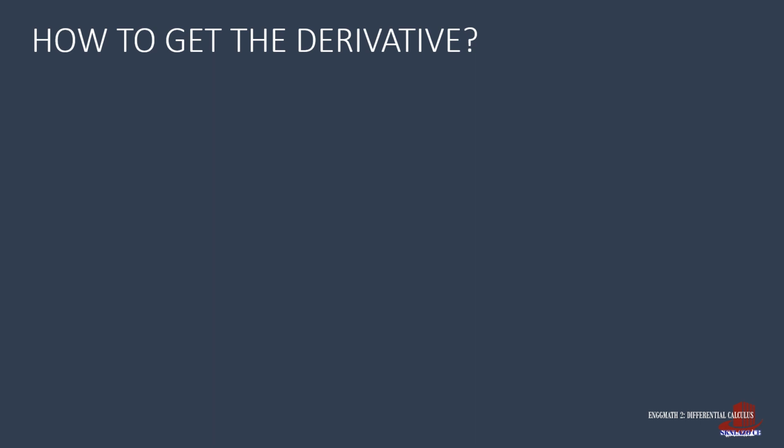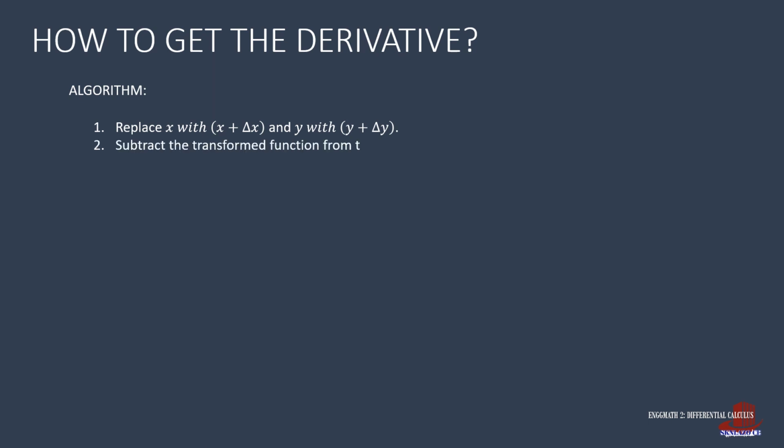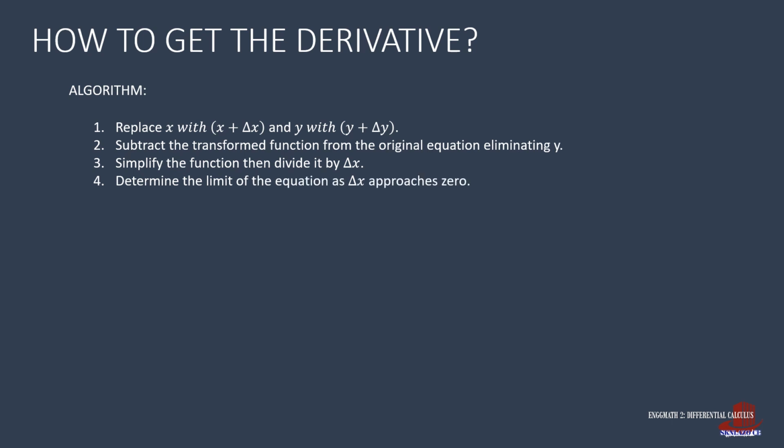Let's recall the general algorithm, which starts with the addition of deltas on both x and y. The next is to transpose y to the x expression, which eventually cancels out some terms. The third step is to inject delta x in the denominator, where more terms are reduced. And lastly, take the limit of the function as delta x approaches 0.